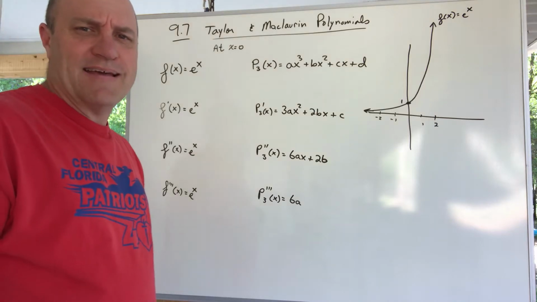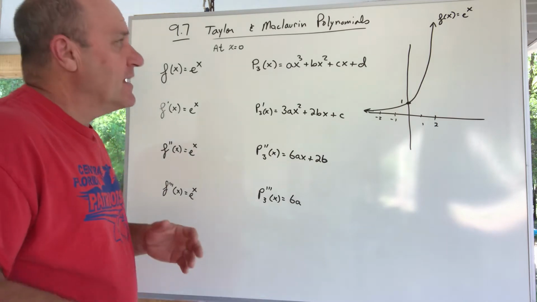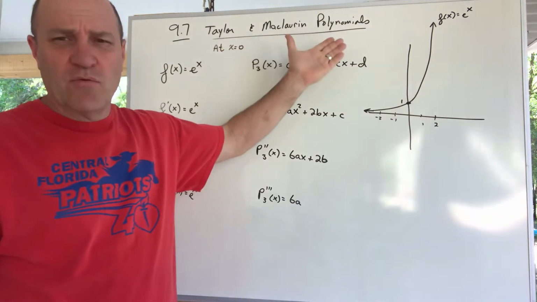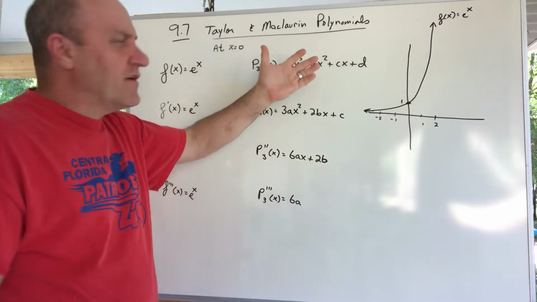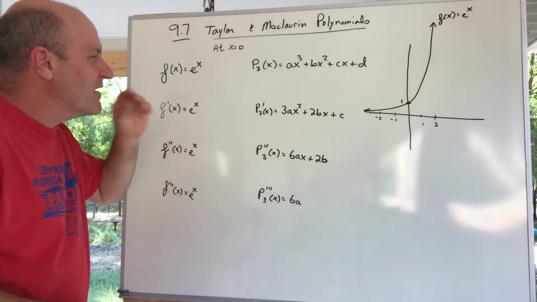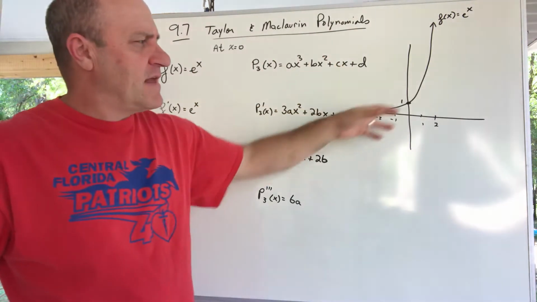All right, Calculus 2. If we move into section 9.7, it's called 9.7 Taylor and Maclaurin Polynomials. And we start with this introductory idea I want to try to outline here with you. The idea is we've got this function e to the x. Here's a picture of it, e to the x.